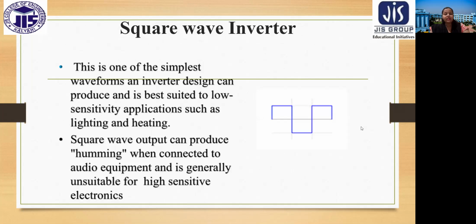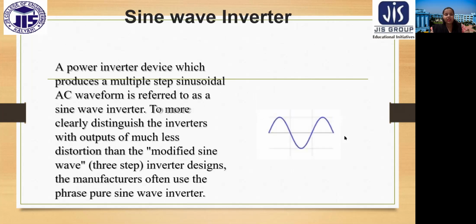Square wave inverter. This is one of the simplest waveforms an inverter design can produce and is best suited to low sensitivity applications such as lighting and heating. Square wave output can produce humming when connected to audio equipment and is generally unsuitable for highly sensitive electronics.